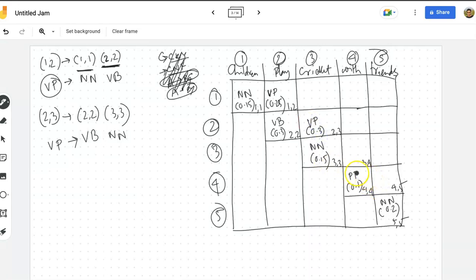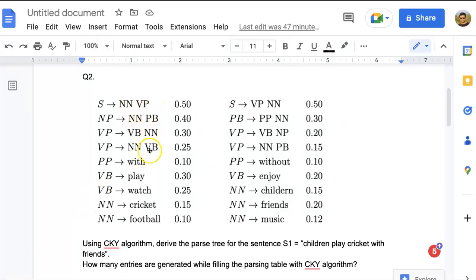Similarly, you can find it for 3 4. Okay, let's do another, 2 3, then we will move on. So just do it for 3 4. So 3 4 will be 3 3 and 4 4. So what is 3 3? 3 3 is NN, and 4 4 is PP. And if you check, there are no rules whose right hand side contains NN and PP. Just check NN and PP. There are no rules whose right hand side is NN and PP.